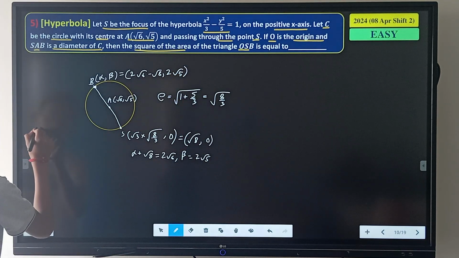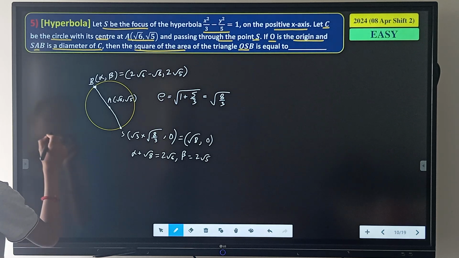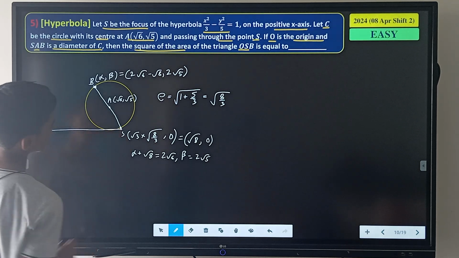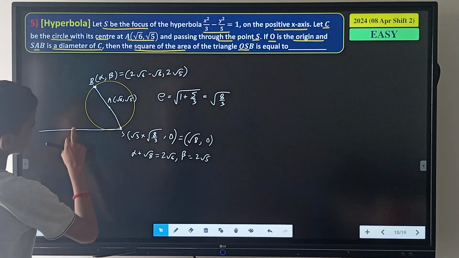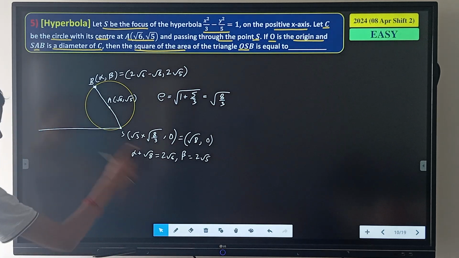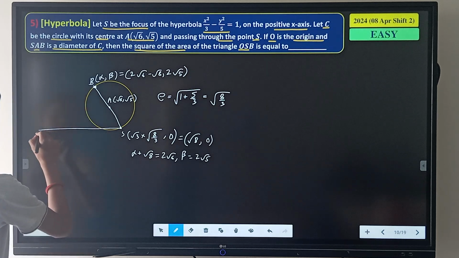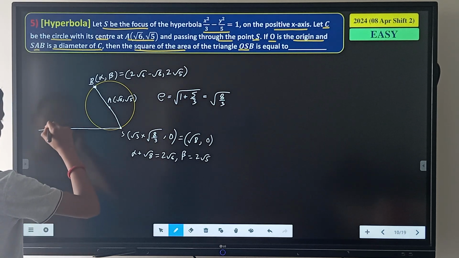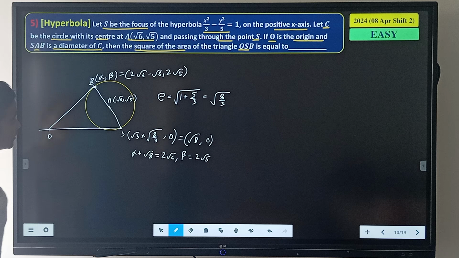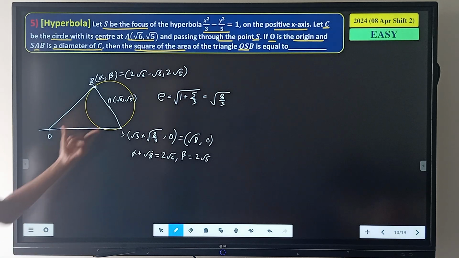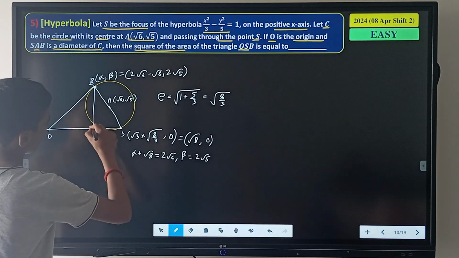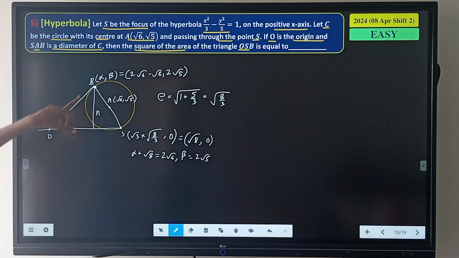Now we will complete the triangle. Let's say that this is our x-axis and point S lies on the x-axis. This point is our origin and this is our triangle. So now here, to find the area of the triangle, we can easily find the length of the base and the length of the height. We need to find the length of the height to find the area of the triangle.